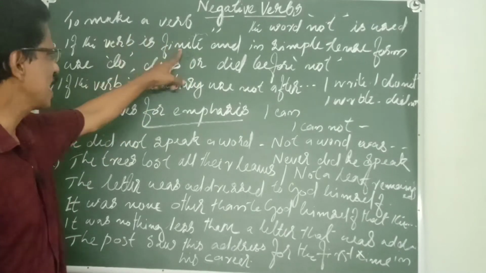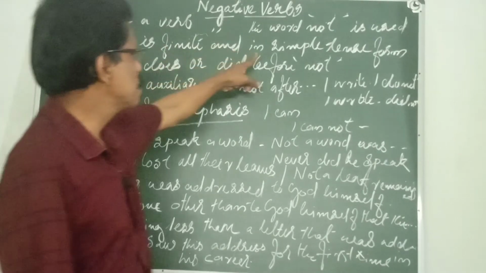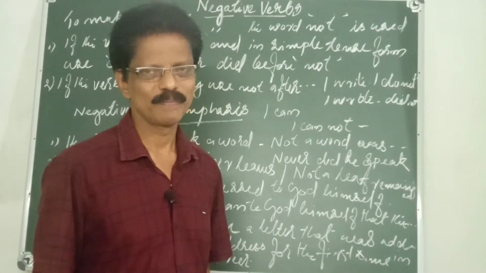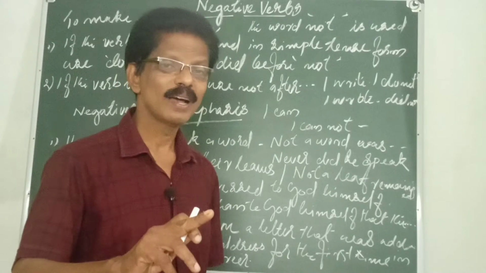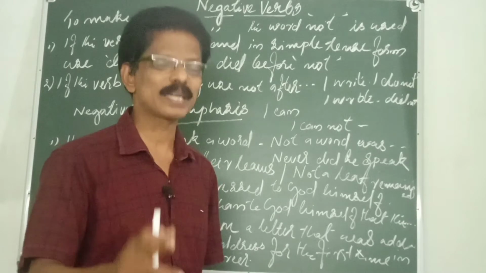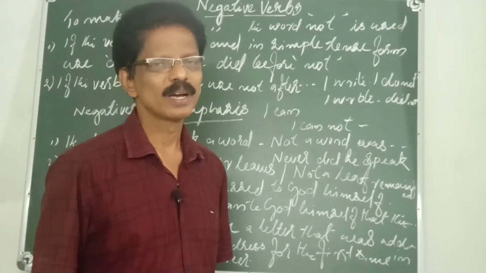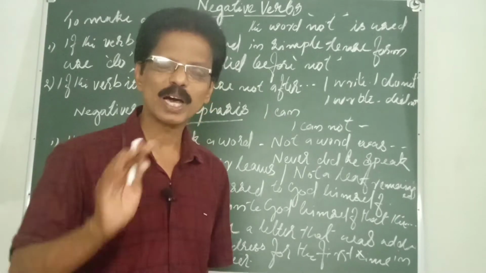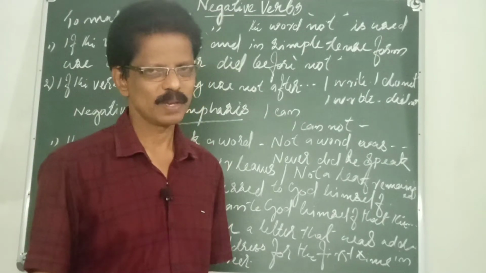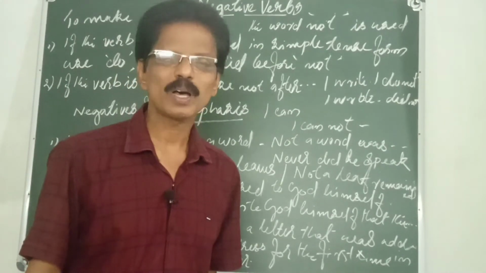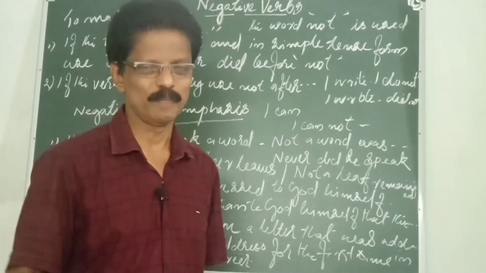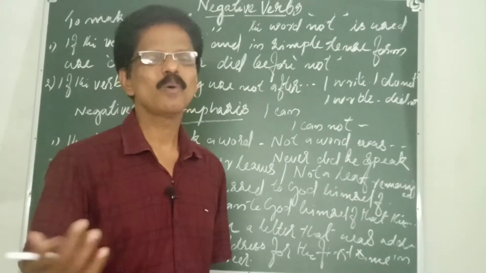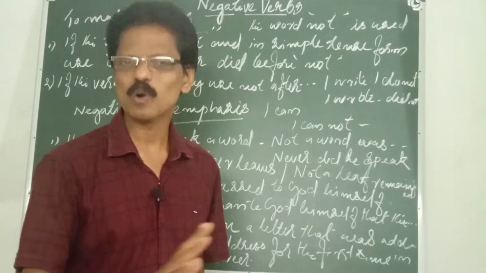So if the verb is finite and in simple tense form, means present simple and past simple. I repeat, if the verb is finite and the tense is simple tense, present simple or past simple. Why? Because except present simple and past simple, the remaining tense forms will have an auxiliary in them. But present simple and past simple do not have an auxiliary verb, only the V1 or V2 form. I eat a mango, present simple. I ate a mango. No other auxiliary will be available.